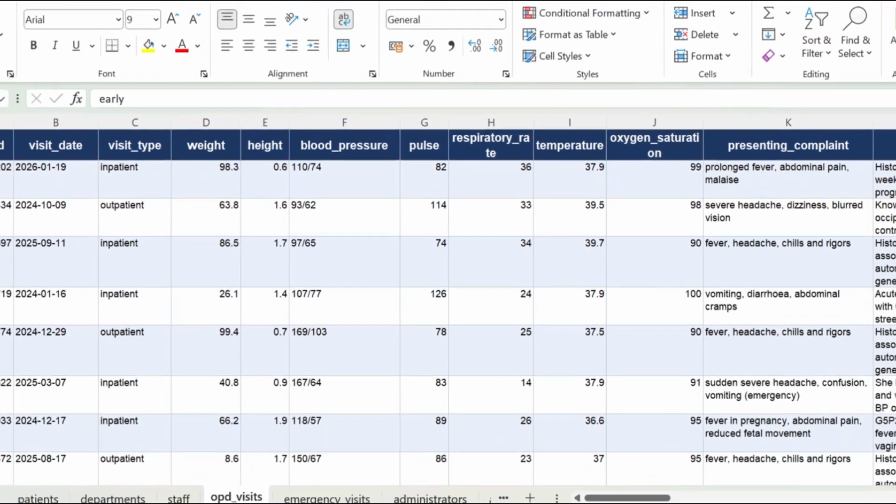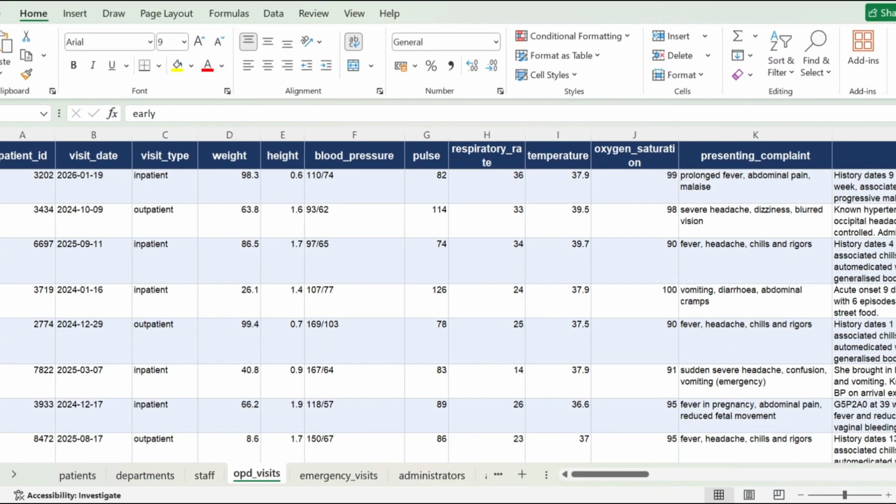For this demonstration, we'll focus on the outpatient visits table. This is one of the most information-rich tables in our hospital database, containing patient demographics, visit dates, vital signs, diagnosis, and clinical encounter details. Let's begin by assessing the quality of our data.